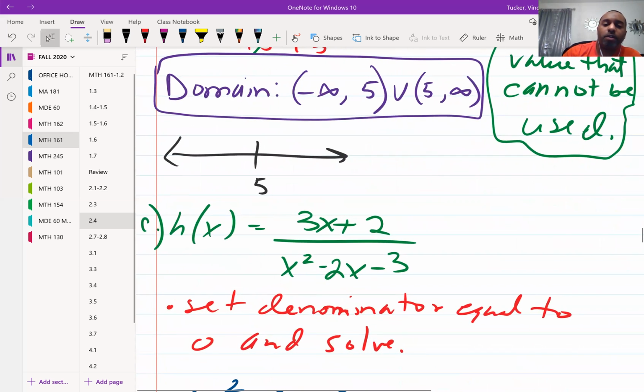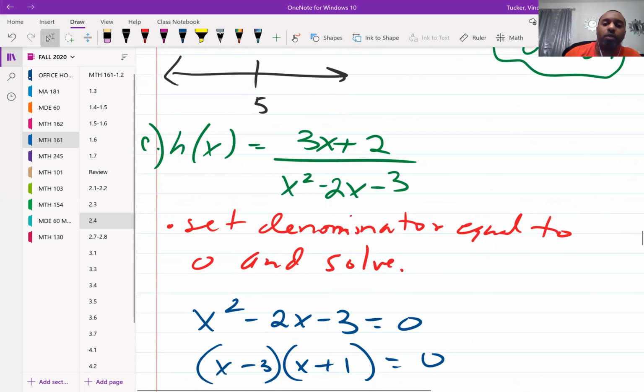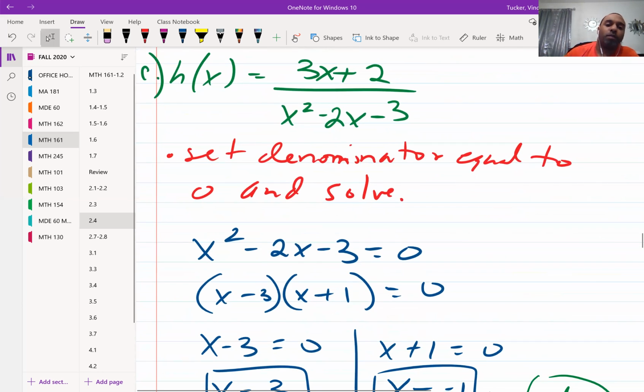Similar scenario here. We have h of x equal to (3x plus 2) over (x squared minus 2x minus 3). Set the denominator equal to 0 and solve. Once again, we want to know, when is our denominator equal to 0? So we're solving the quadratic expression down bottom by setting it equal to 0 and making it an equation. x squared minus 2x minus 3 equals 0. Factor it. We have (x minus 3) times (x plus 1).